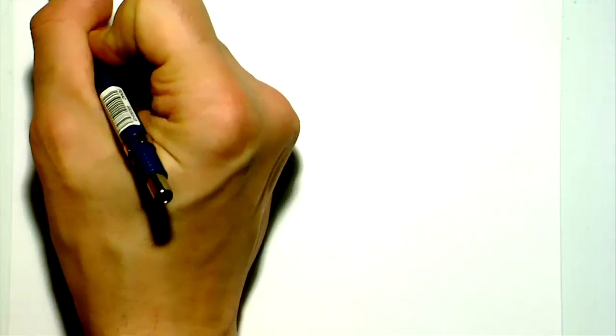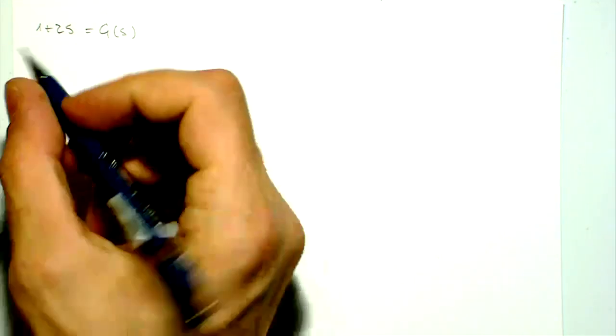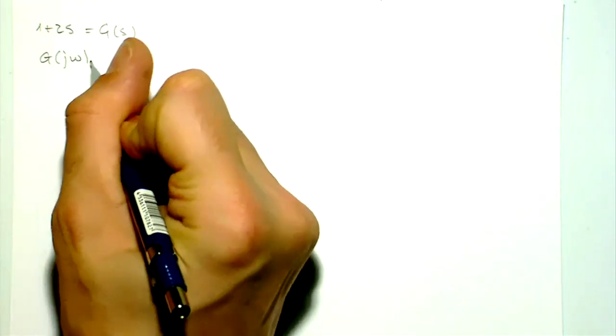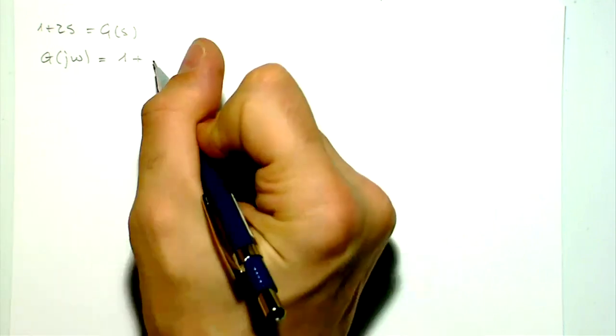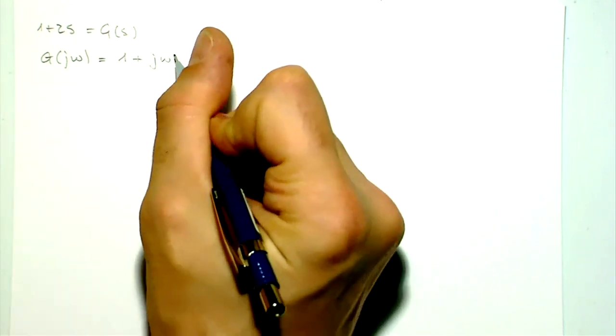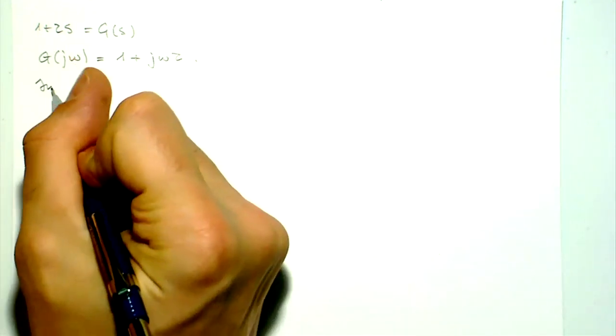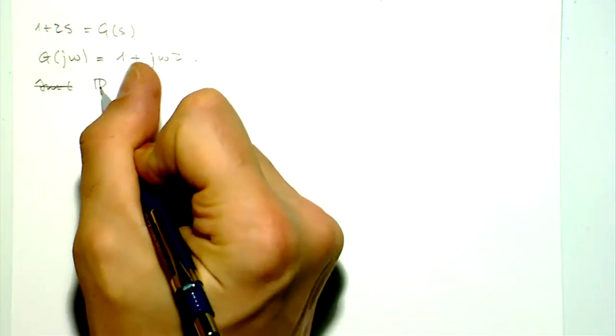Now things start to become a little bit more interesting. Say that we want to look at the next term. The next term is 1 plus tau s, okay? So this is our G of s. We want to look at G of j omega, which is 1 plus j omega tau.